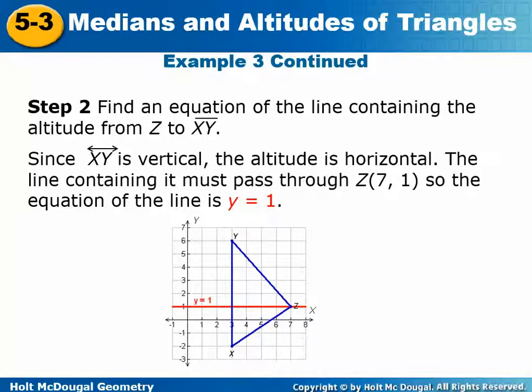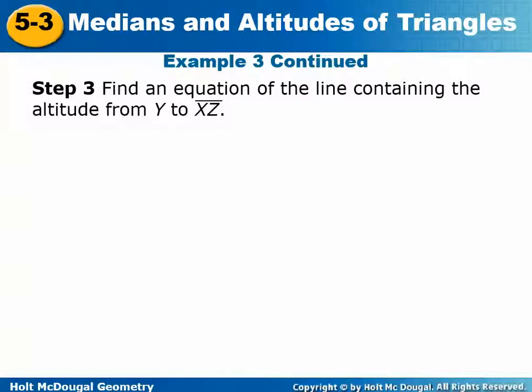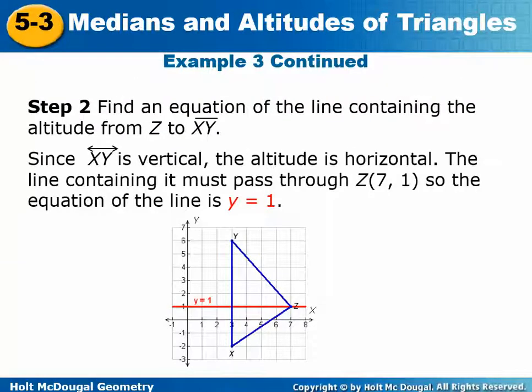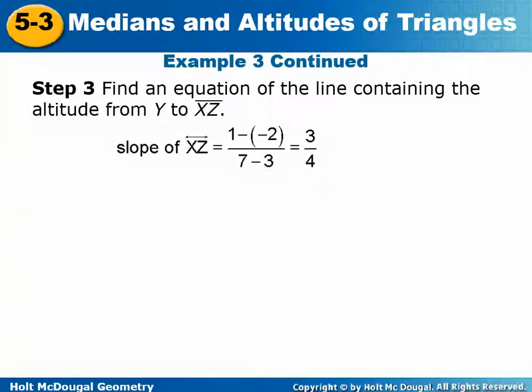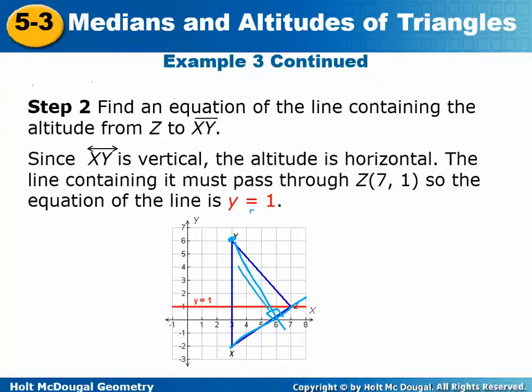Okay, next we're going to write an equation of the line containing the altitude from Y to XZ. So we want to go from here to this line, and we want it to be at 90 degrees, going up through there. I can't draw it, but let's say that's at 90 degrees. So we have to find the equation of that line. To do that, we are going to find the slope of XZ, and then we're going to flip it upside down and take the opposite sign.